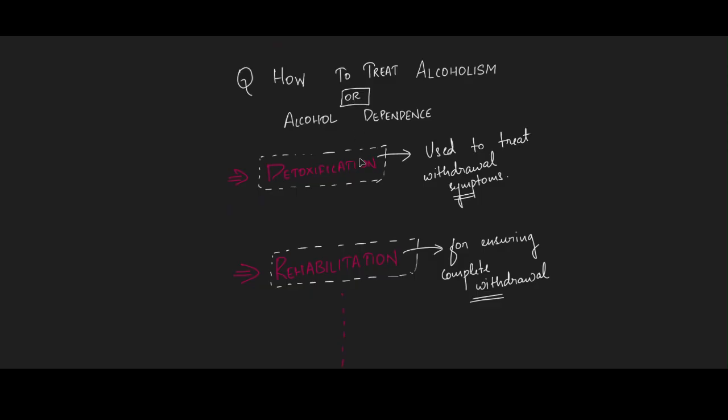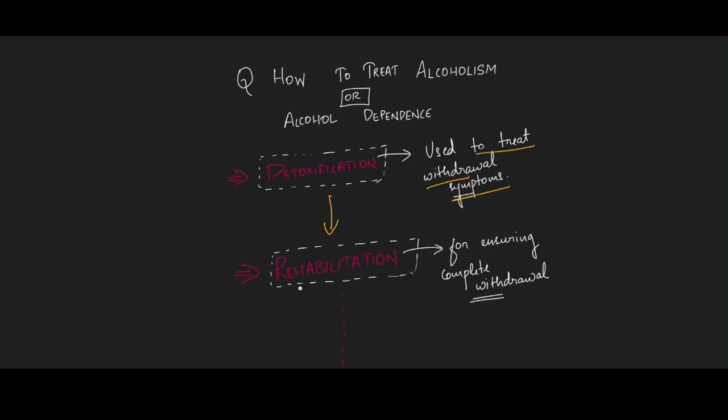Now, there are two steps for this. First one is the process called detoxification. This is done to treat the withdrawal symptoms. In order to treat the withdrawal symptoms, you first detoxify. Then what do you do after that? Then after that, you undergo a process called rehabilitation.